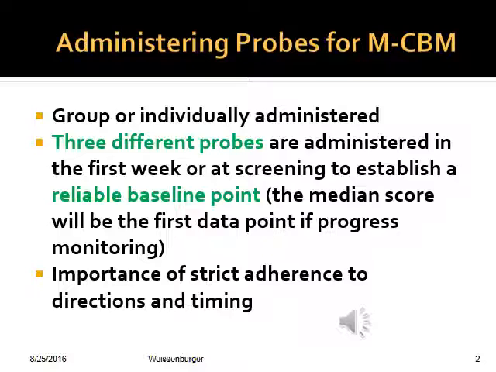The third point is it is important to strictly adhere, as I said before, to the directions and the timing guidelines, and that establishes the reliability of the score. You wouldn't want to change the directions from student to student, you wouldn't want to change the directions from class to class, and you wouldn't want to change the directions or the timing from week 1 to week 2.